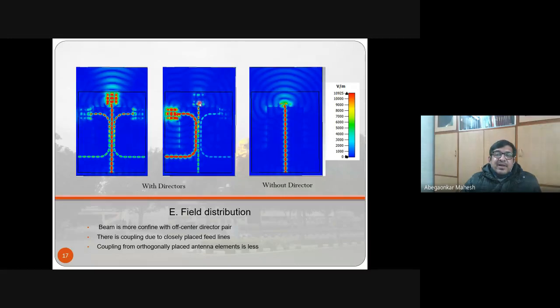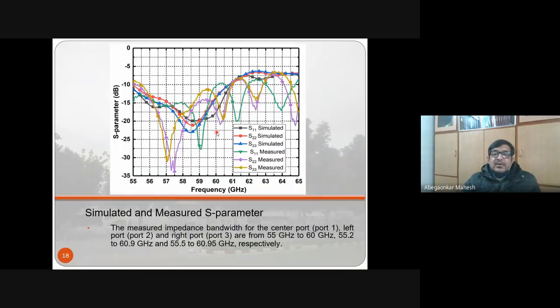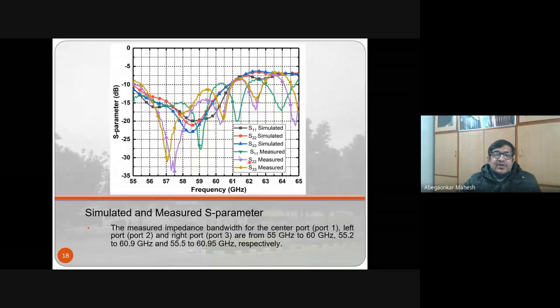So these are the return loss plots. There are a lot of plots here, simulated as well as measured, for the three antennas. What we see here is the measured impedance bandwidth for the center port, port 1, the left port, that is port 2, and the right port, port 3. When I say port 1, port 2, port 3, we should immediately be looking at S11, S22, and S33 respectively. Right, so S11, center port, is this curve. S22 is the red curve. S33 is the blue curve. Right, so what we see is the bandwidth is very similar.